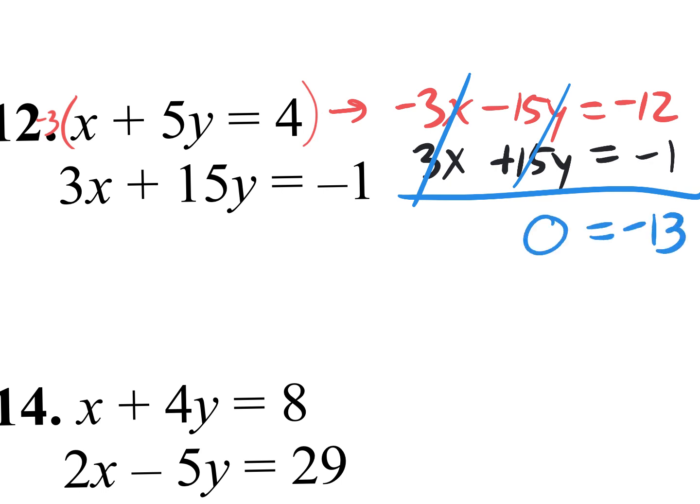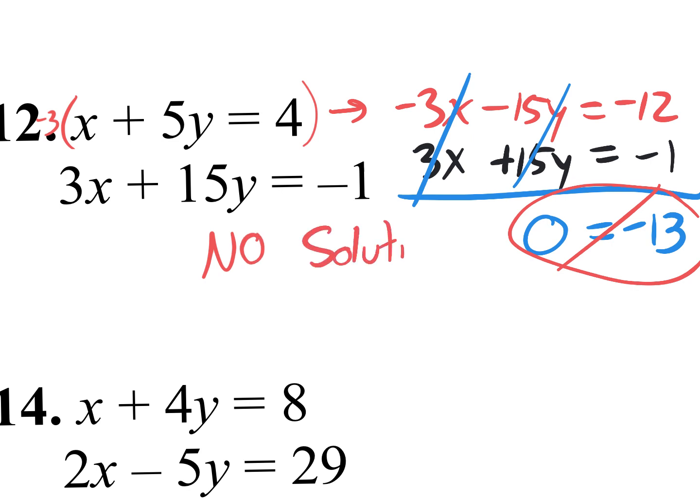What do you think about that? Is 0 equaling to negative 13? Never. So what do I say? No solution. Now, that was a heck of a lot faster to do than substitution method, right?